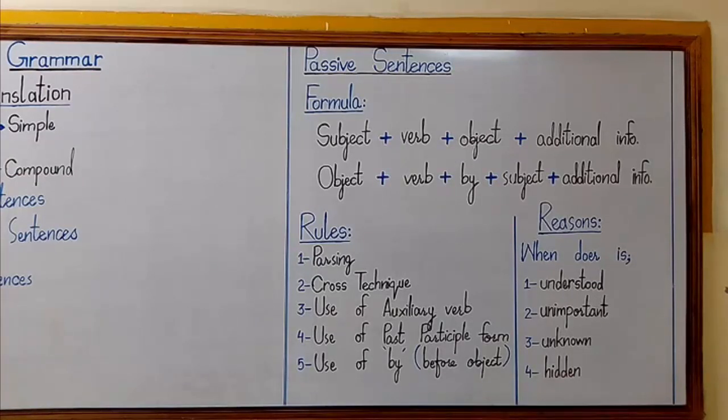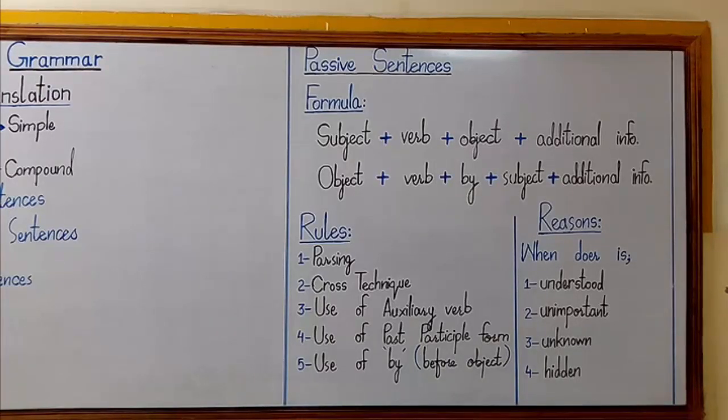Then I told you the 4 reasons why we use passive voice. Reason number 1, when the doer of action is understood. For example, when we say people eat mango in summer season, it is understood that people eat mango. So we won't be using active voice for that. We use a passive sentence: Mangoes are eaten in summer season.